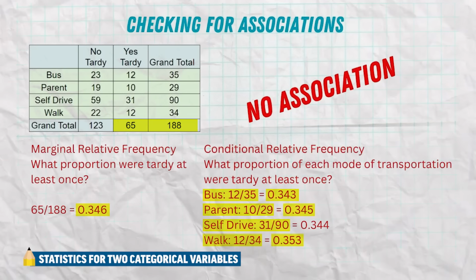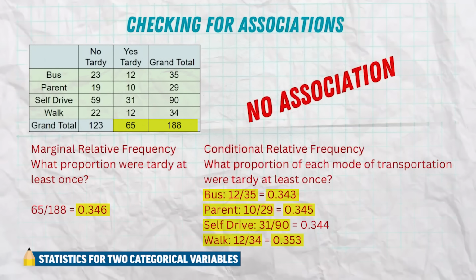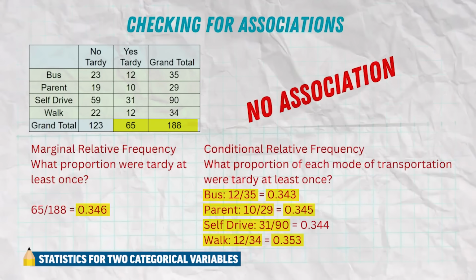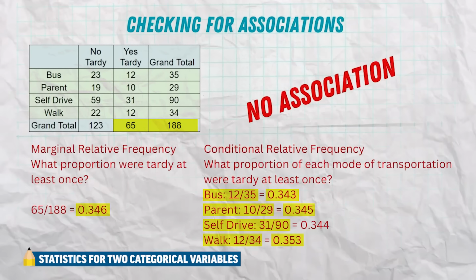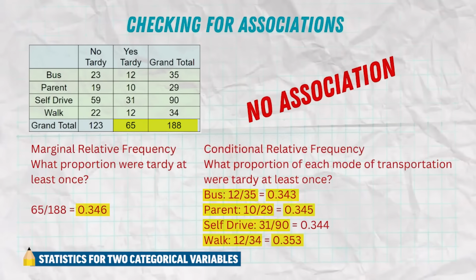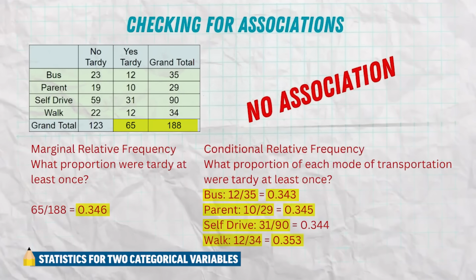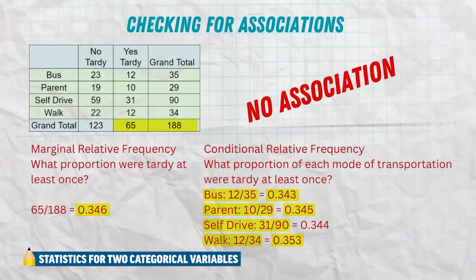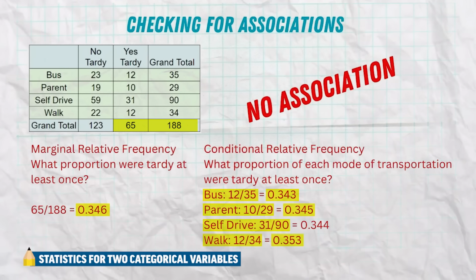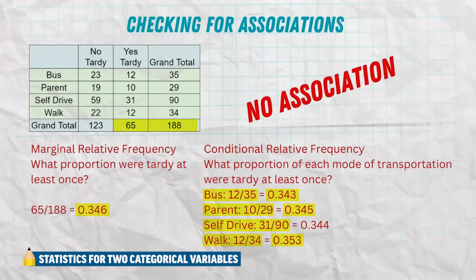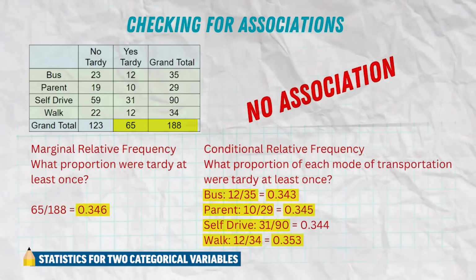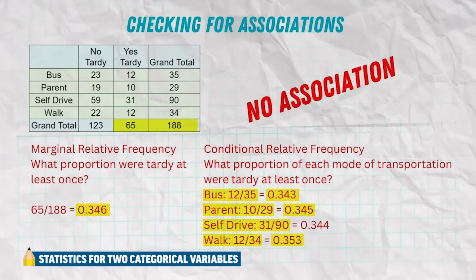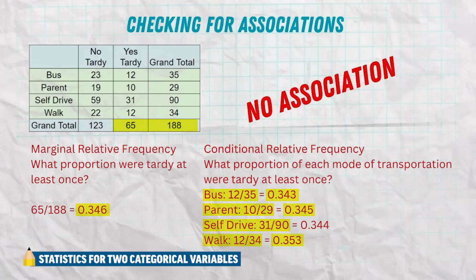So what we're noticing is that we start off with that marginal, about 34% of kids are tardy to school at least once during the week. But notice that if you ride the bus, about 34% tardy. If you drive to school with a parent, about 34% tardy. If you drive yourself to school, about 34% tardy. And if you walk to school, pretty darn close to about 34% are tardy. This is a sign of no association, because what we're showing here is that, again, we start off with that marginal.